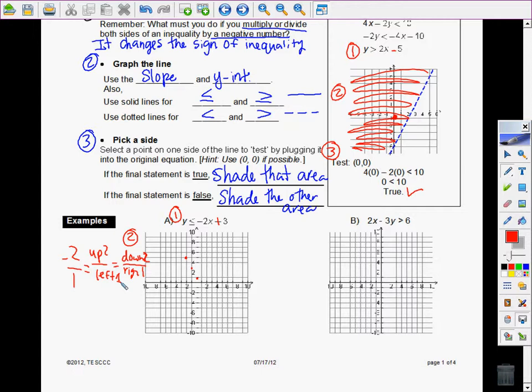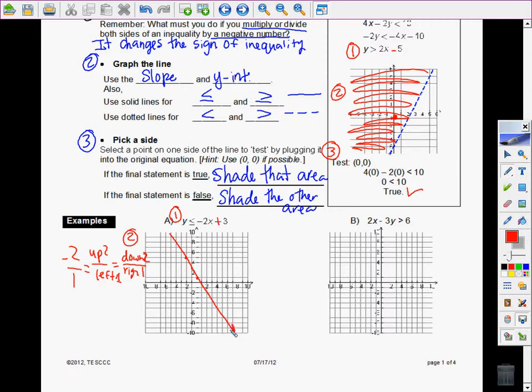Remember we talked about slope, rise over run. All right, so I'm going to connect my dots. Is it a solid boundary or a dotted boundary? Solid. Why is it solid? Because it's greater than or equal to.